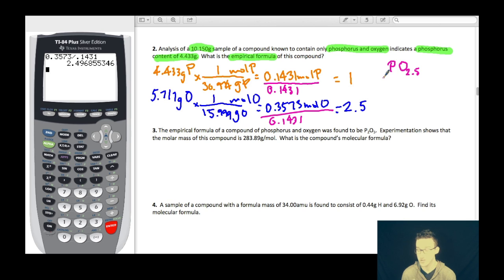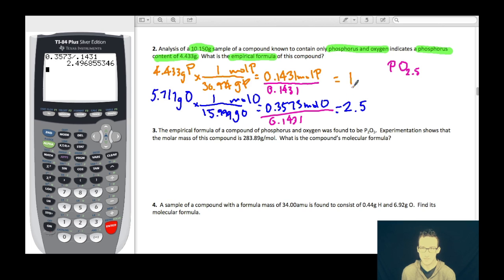Again, empirical formulas are the smallest whole number molar ratios. And I can't just round this to 3 because it's not close enough. Remember, it's not within that 1/10 of a mole. And so, what we do is we think to ourselves, what can I multiply each of these numbers by? It's going to be the same number that will make both of them whole numbers. Well, I know the fractional form of 0.5 is 1/2. The denominator in the fraction will tell you what to multiply each of them by. So if I multiply each of these by 2, I'm going to get a whole number.